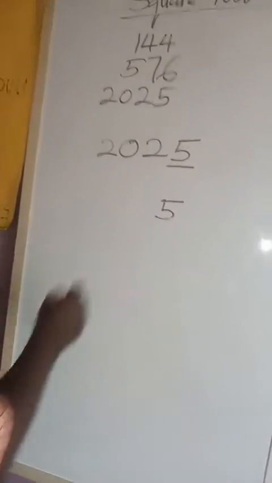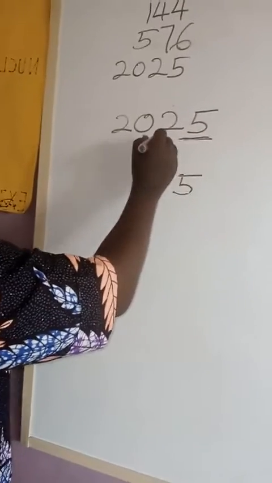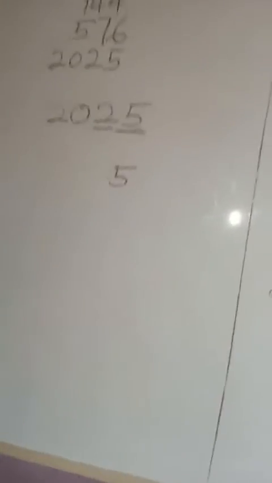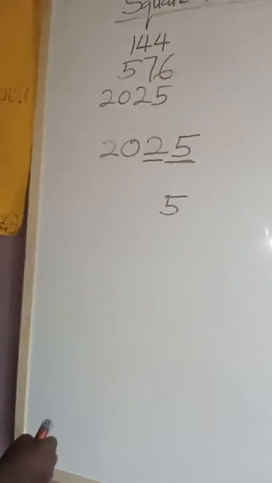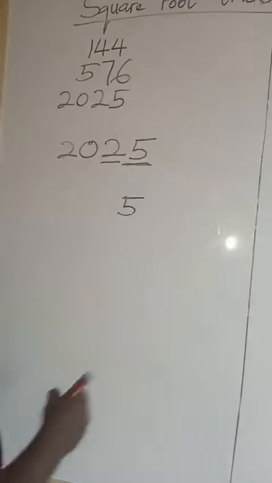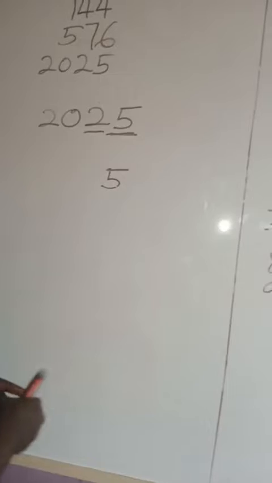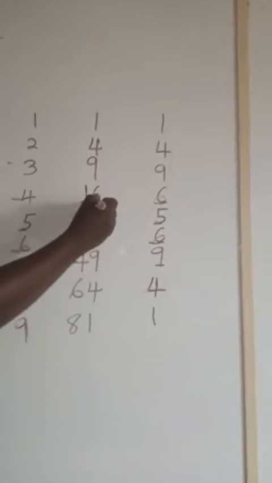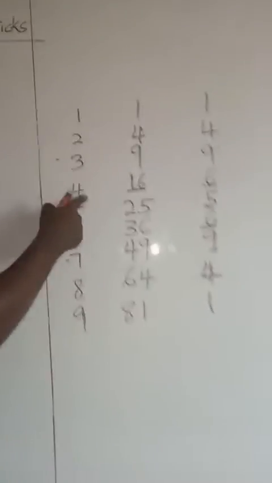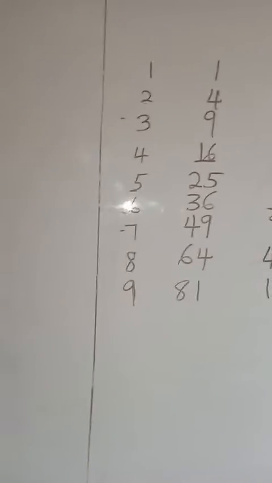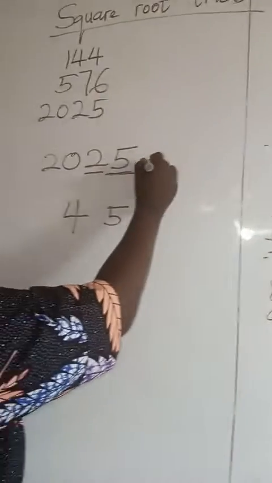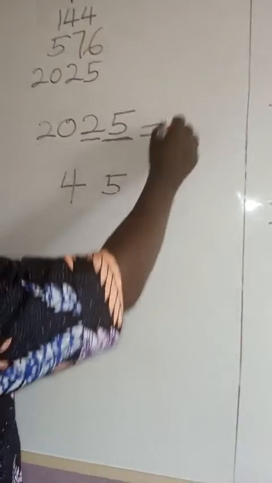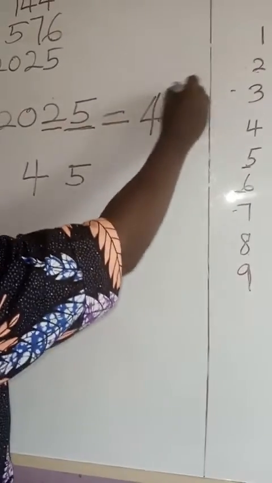So the next step, we are skipping this number and this number. Then we are turning our attention to 20. Then we want to ask again, what is the square that is exactly 20 or less than 20? The square that is exactly 20 or less than 20 here is 16. Then what is the number in front of that 16? That is 4. So since we are not slashing this 5 with any other number, then the square root of 2025 is equal to 45.